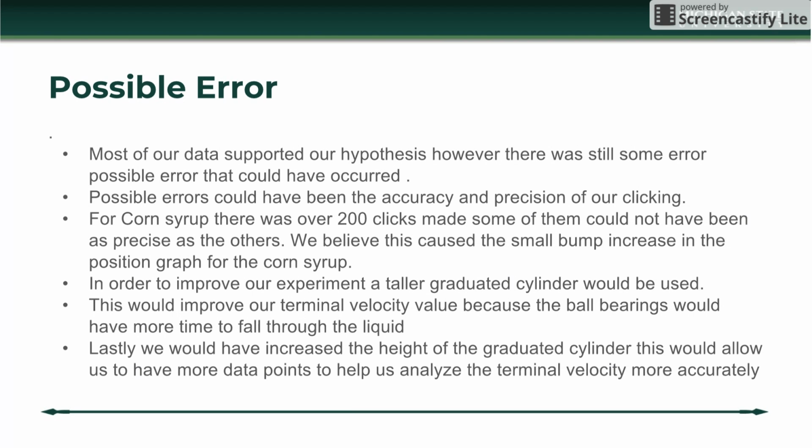This is some of the possible error that could have occurred. The main one was that the corn syrup had over 200 clicks, and some of them could not have been as precise as the others. We believe that this caused a small bump in our graph, as seen. Another thing is we would have increased the height of the graduated cylinder, so we would have had more data points to help us analyze the terminal velocity more accurately.